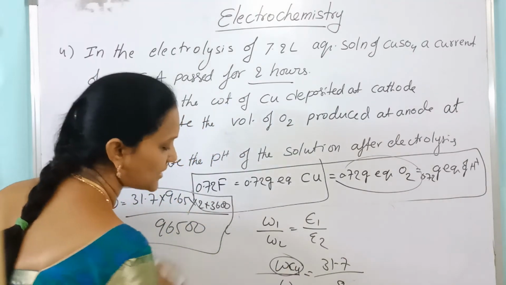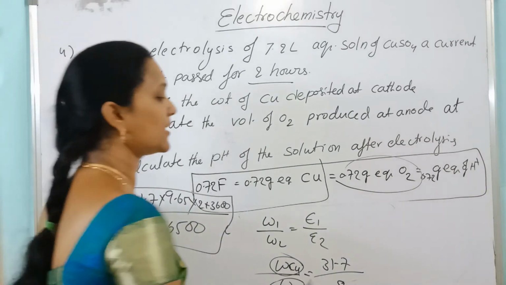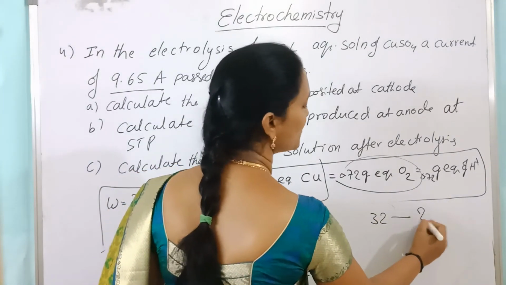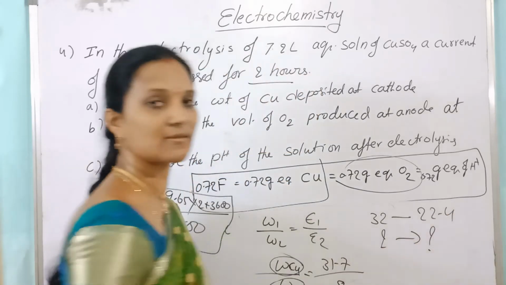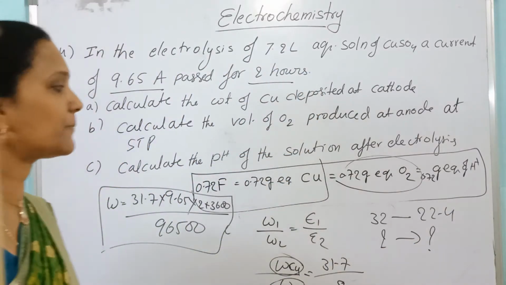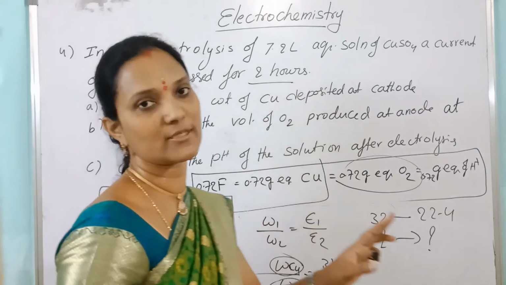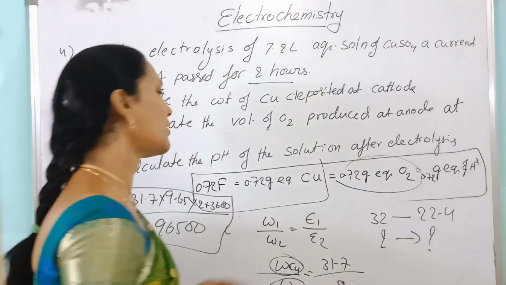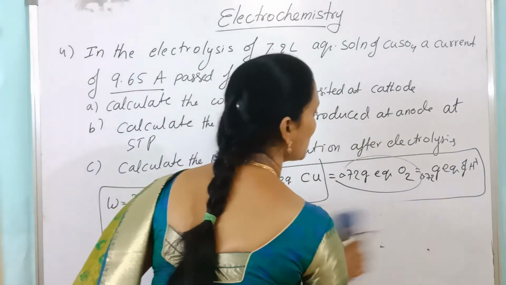We know this mass of copper, and we have to find the mass of oxygen. First calculate the mass of oxygen. Then 32 grams of oxygen means 22.4 liters. Now this mass of oxygen, how many liters? Like this also we can solve. But better is that 1 Faraday gives 5.6 liters of oxygen, and we can save the time. Now 0.72 Faradays gives how much oxygen? That's it. That's the volume of oxygen.